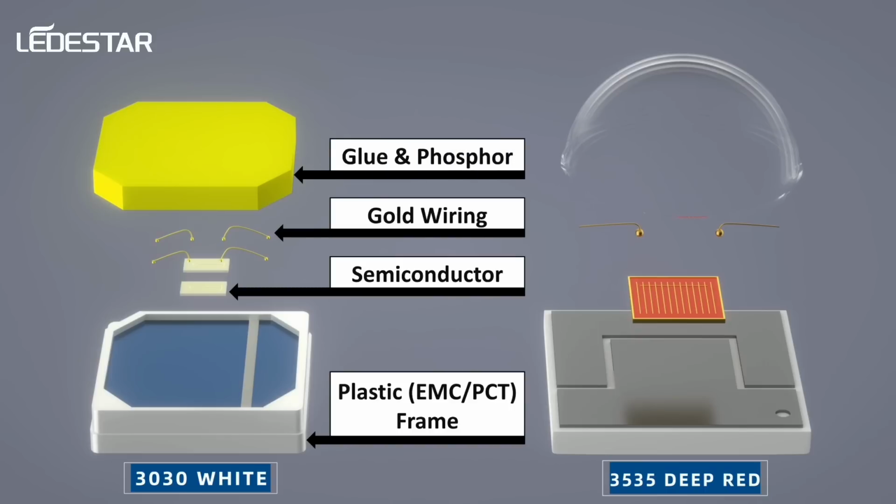In addition to the white diodes, most grow lights will also have 660 nanometer red diodes. This is the other diode shown. Oftentimes these diodes will be higher powered. This Lettistar 3535 deep red diode is rated for up to 5 watts. Higher powered diodes typically have ceramic frames, which handle and dissipate heat better.